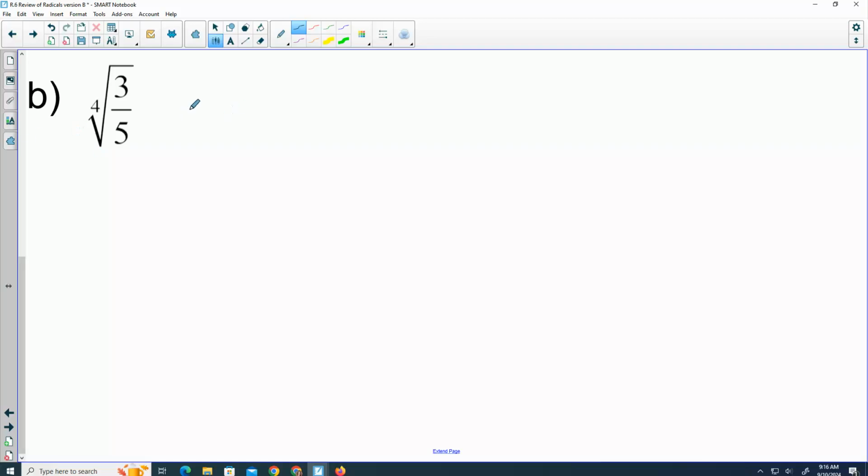So this is the same thing as saying the 4th root of 3 over the 4th root of 5. I have to get the 4th root off the bottom. So what can I take 5 times so that it'll be something we can do the 4th root of? Everybody should be trying to figure it out. 125.